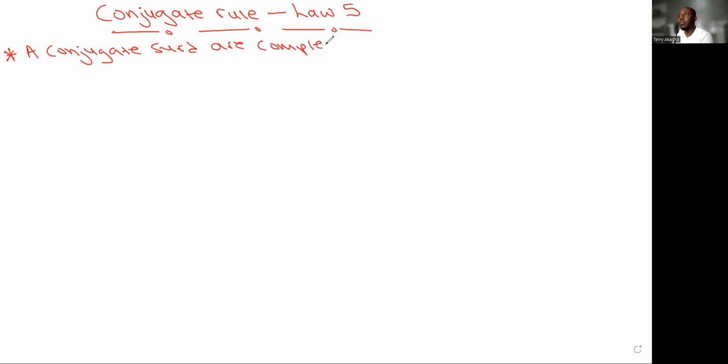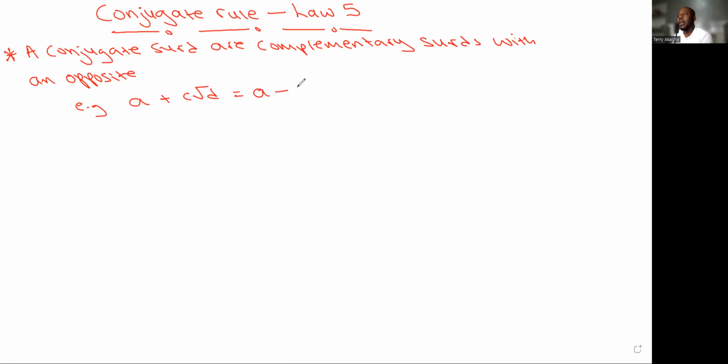Complementary surds. But in this case, they have an opposite sign. Is that okay? So when we talk about conjugate, for example, we have A plus C root D. The conjugate will be A minus what? Root D. Is that okay?